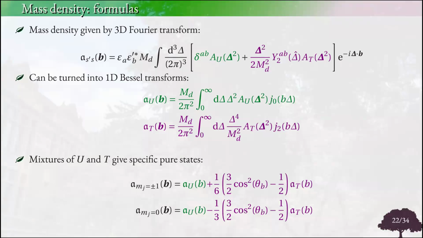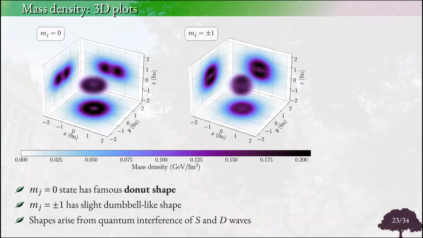If you do an expansion of this exponential as a sum of spherical harmonics, only one term will survive in each, and you can write your density as a sum of two terms, each of which is given by a one-dimensional Bessel transform with different spherical Bessel functions, 0 and 2. So you have an unpolarized-like density and a tensor polarized-like density. And for, say, your magnetic number 1 or 0 states, it's a sum of these unpolarized and tensor polarized structures. And if you look at this numerically in terms of plots, this is what you get.